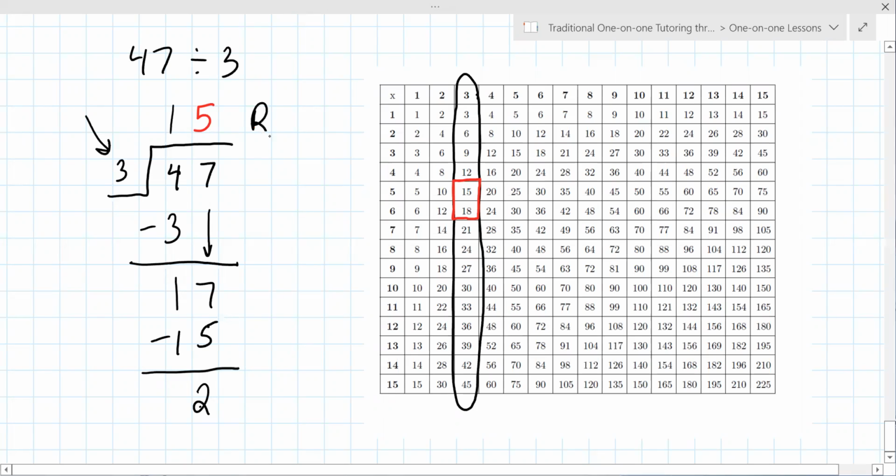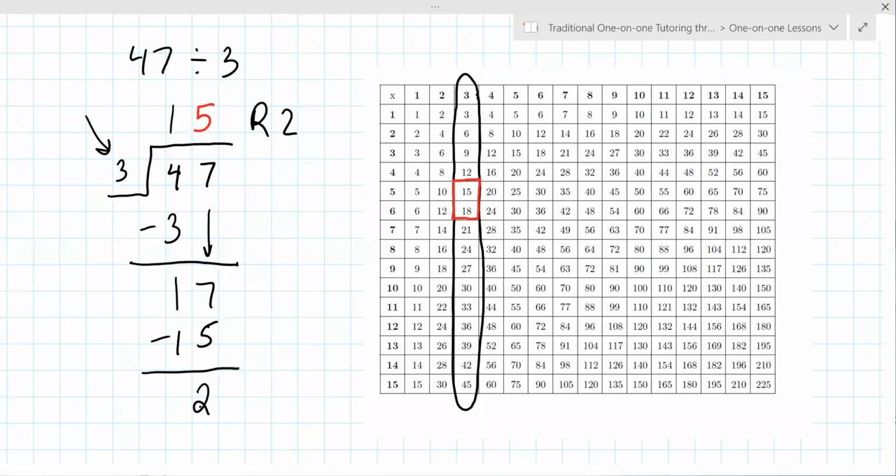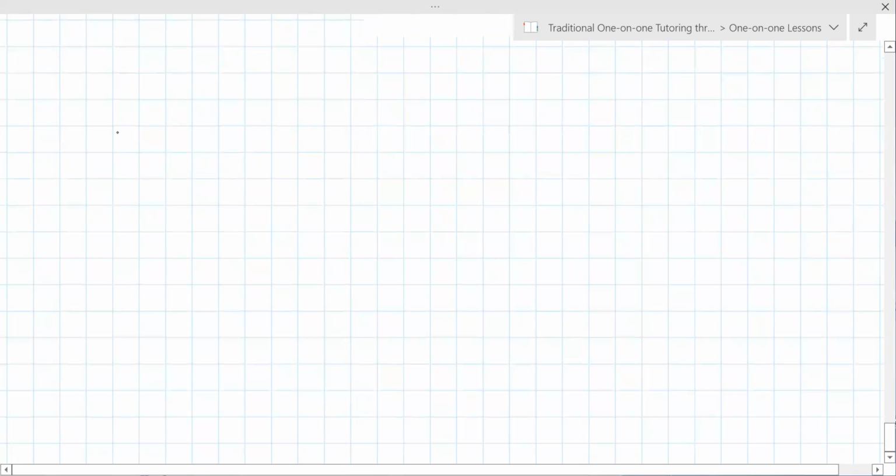Okay, so you have a remainder of 2. Okay, so let's try another problem here. Let me know when you get these notes down. Yep. Okay, so let's go to a new problem here. Let's do 37 divided by 2.